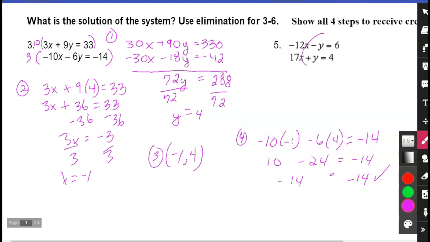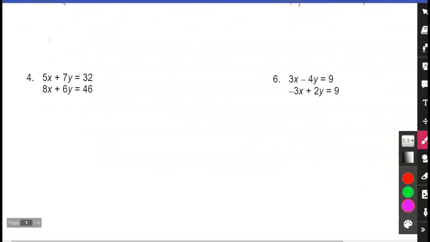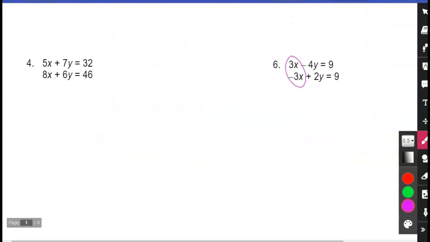If you notice right here, my y's are opposite, so you just combine right away, and that should give you 5x equals 10. These ones here, they're already opposite. This one here, you're going to have to do the same thing, but I would recommend you multiply one of the top or bottoms by a negative number. So for example, you could multiply this by negative 8 and this one by 5.